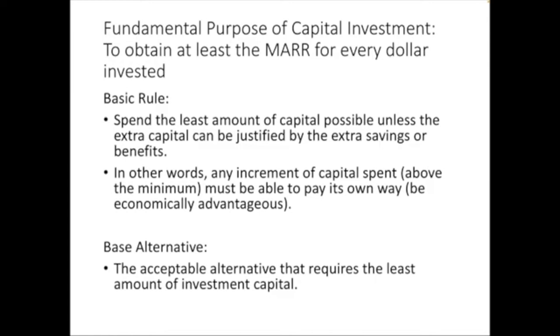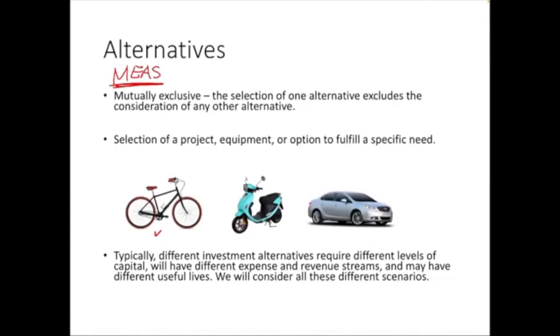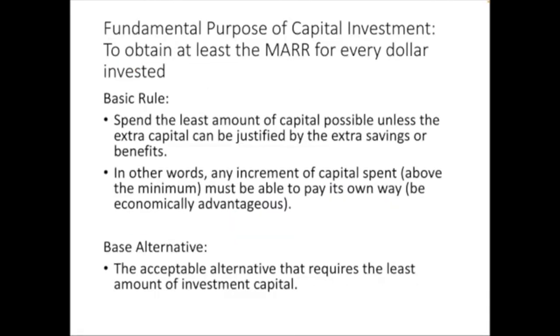But the fundamental purpose of a capital investment. When we talk about choosing options, we usually will have a capital investment at the beginning for each of them. Something is cheaper, something is more expensive. That's different levels of capital investment you're going to make. The purpose is to obtain at least the MARR for every dollar invested. So you want to make each dollar you spent at the beginning worthy. Which means you can make profit out of every single dollar you spend at the beginning, and you want to make the profit at least at the MARR.